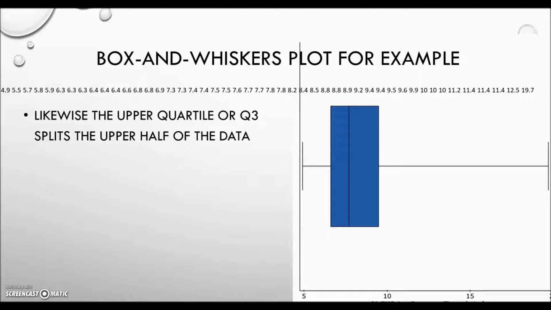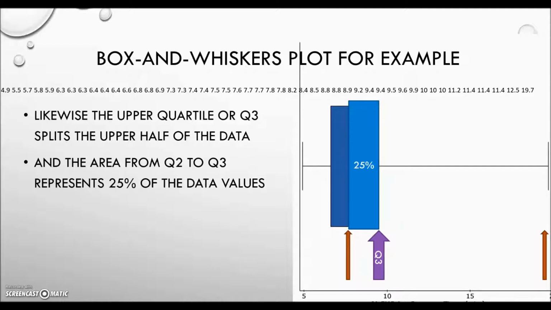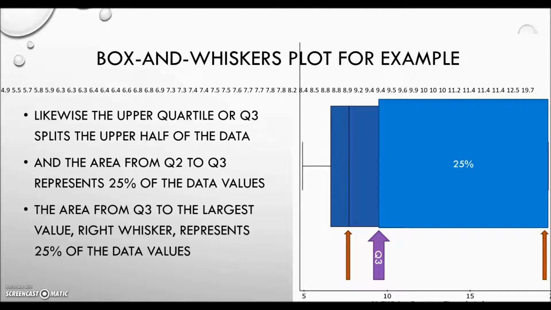Likewise, the upper quartile, or Q3, splits the upper half of the data. And the area from the median, or second quartile, to the third quartile represents 25% of the data values. The area from the third quartile to the maximum value, in other words, the end of the right whisker, represents another 25% of the data. And we can clearly see that this range is not the same size.